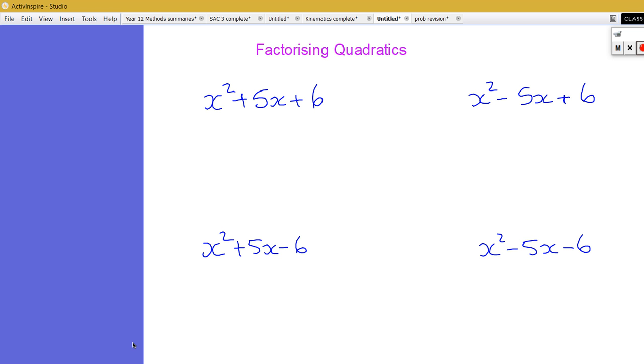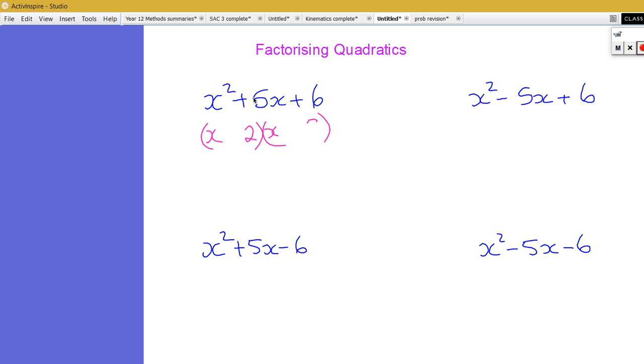Then when we look at the sign before the 6, that tells us whether we need 2 numbers that have to add to be the coefficient of x, or if they have to have the difference between them that is the coefficient of x. So with this first one, we need 2 numbers that multiply to be 6 and they have to add to be 5.